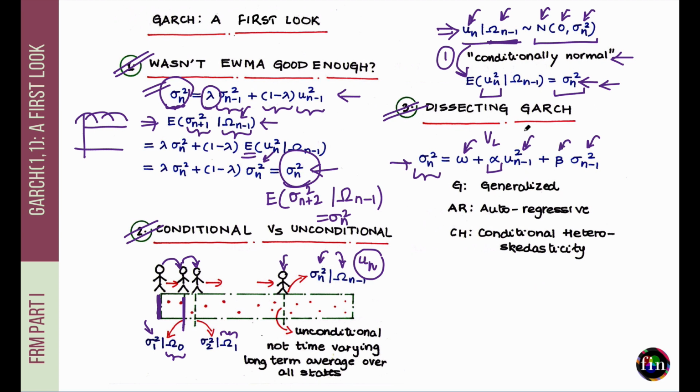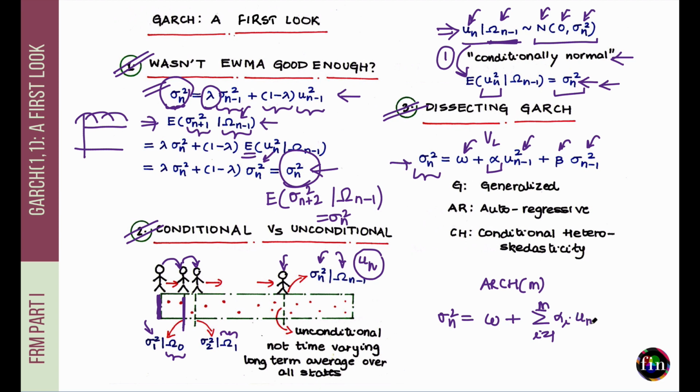In terms of what GARCH means, let's dissect each of these words in the acronym. The G means generalized. It's a generalized version of another model which is known as the ARCH. If I were to write down the ARCH model of order M, this model basically says that the updated variance sigma n squared is a constant, plus I will include M lagged terms of the squared returns.